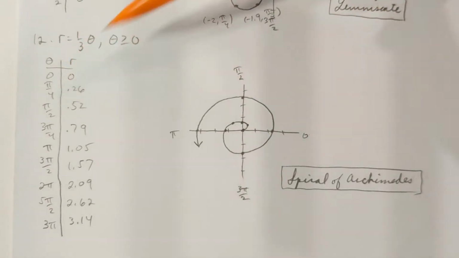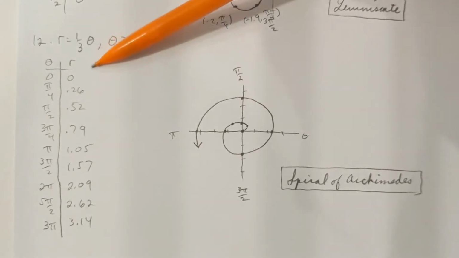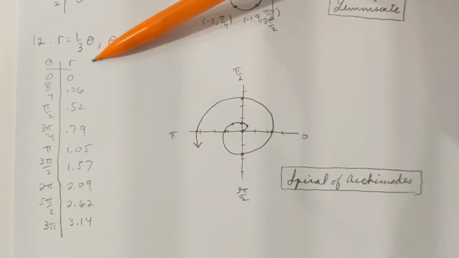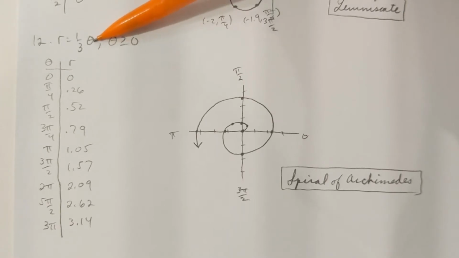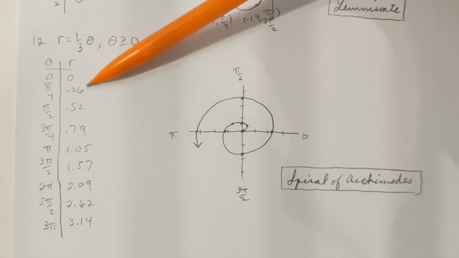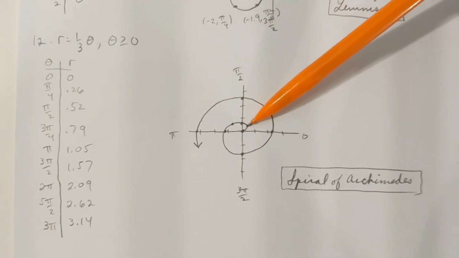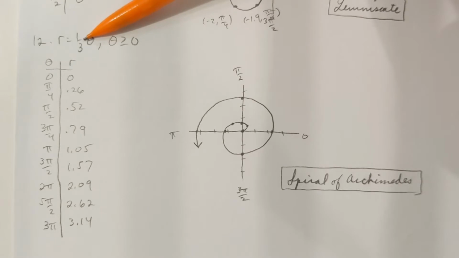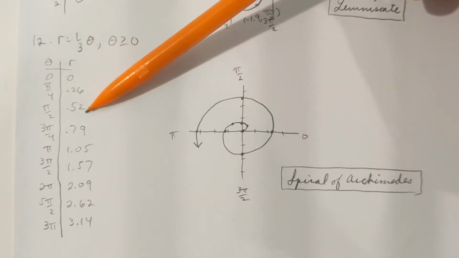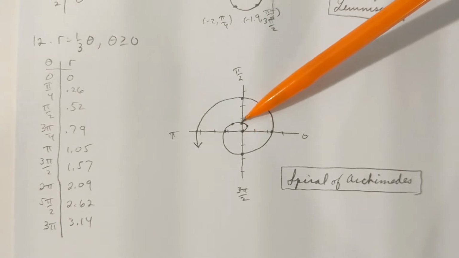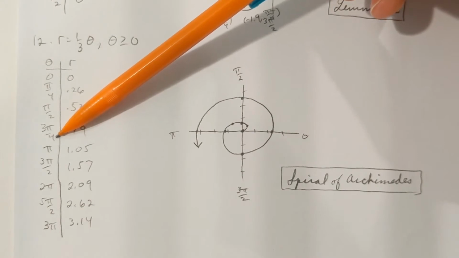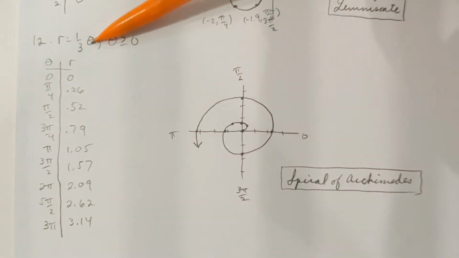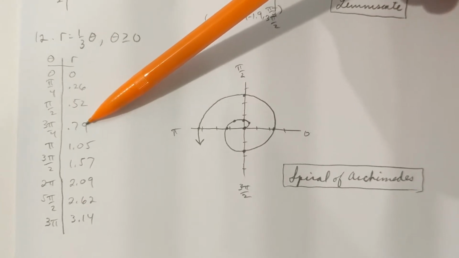If theta is pi over 4, 1/3 times pi over 4 would be pi over 12. Pi is a little bit bigger than 3, right? So pi over 12 would be a little bit bigger than 1/4. 0.26 is what I'm getting there. So on the pi over 4 axis, I need to go up 0.26 units and plot that next point. If theta is pi over 2, plug that in, times 1/3, you'd be getting pi over 6. That's going to be a little bit bigger than 1/2. I'm getting 0.52. So on the pi over 2 axis, you'll go out 0.52 units. If theta is 3 pi over 4, the 3's will cancel. Pi over 4 is 0.79 if you go nearest 2 digits.